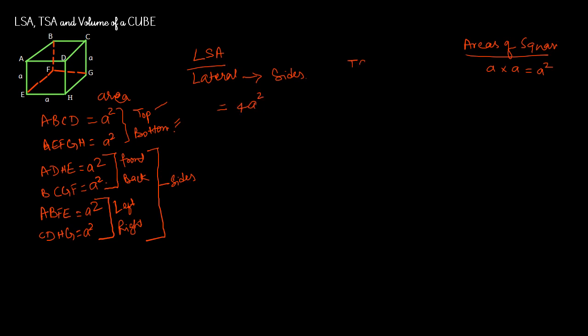Similarly, TSA, total surface area. As the name itself says, we took the lateral surface area. If I want the total surface area of that cube, I need to add the areas of all the faces, which includes the top and the bottom. In this scenario, I had LSA, 4a square, plus another 2a square, which gives me the areas of all 6 faces, that is 6a square. Remember, for areas it's always square units.